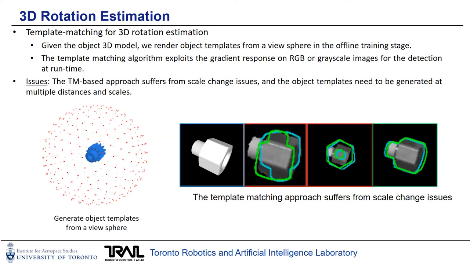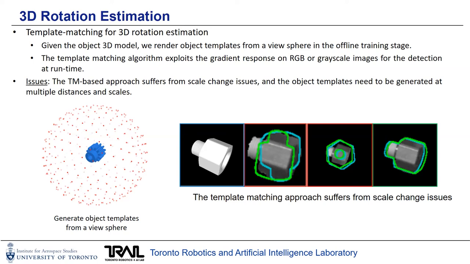So I would say for direct regression, because of the nonlinear rotation space, it generally has very poor performance. It's difficult for the network to directly learn this rotation.